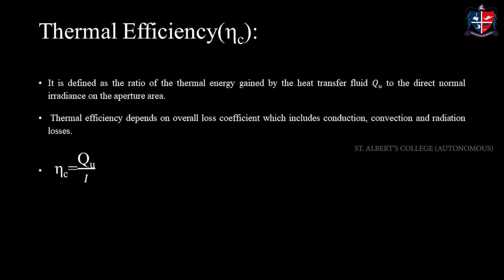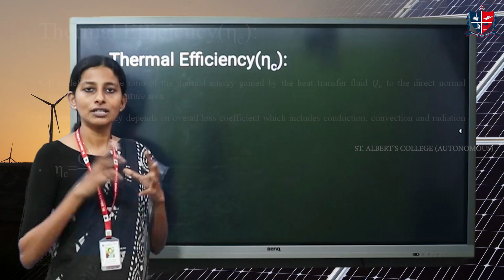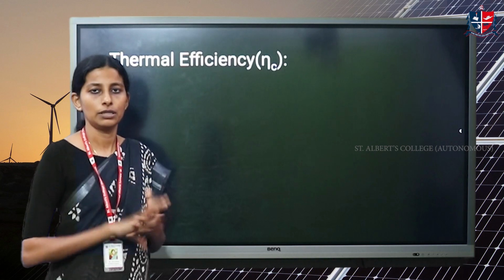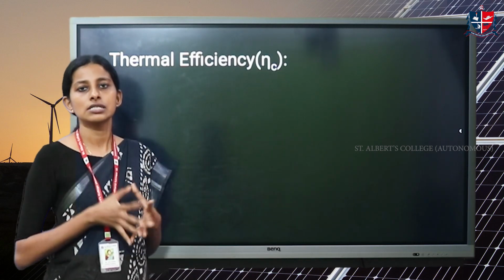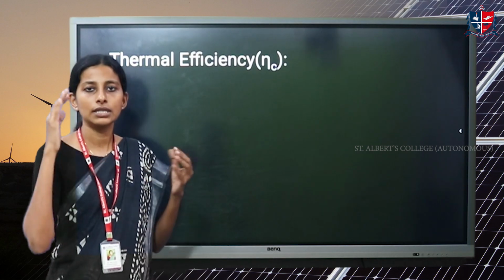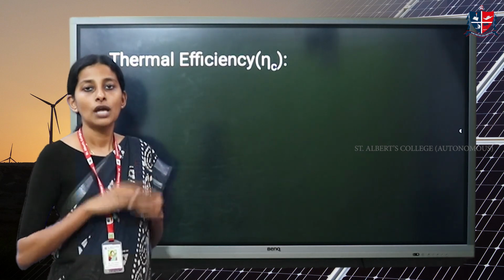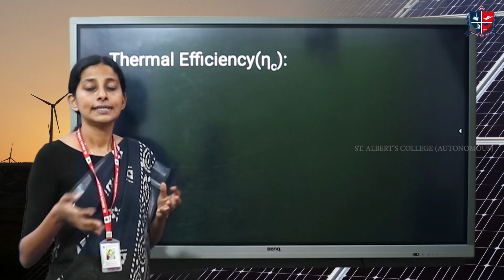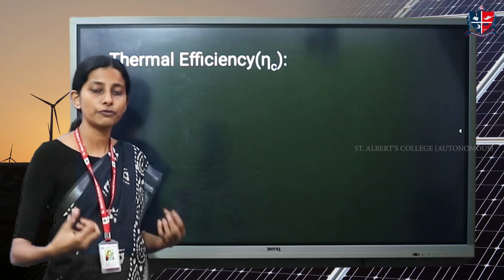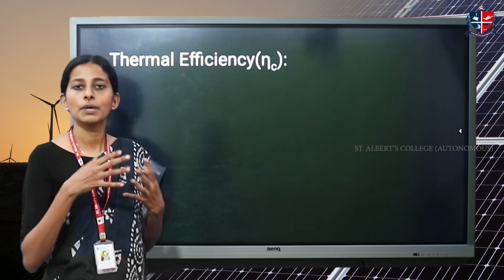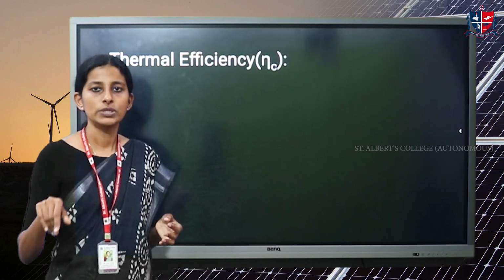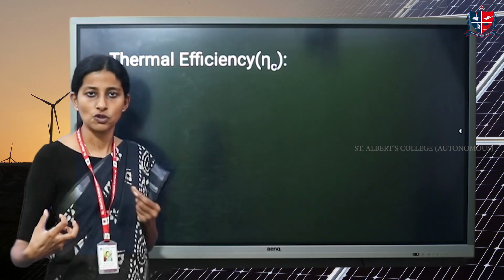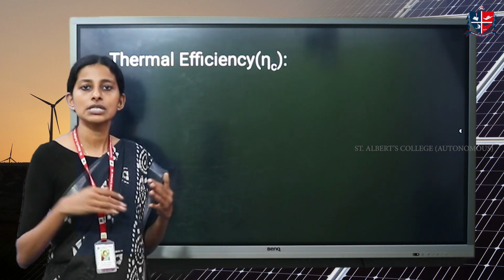Then the next term is thermal efficiency. We all know that thermal efficiency of any system is output by input, right? So here what is the input? Input is definitely the intensity, represented by I. The incident solar radiation is I. And what is the output? Output is the heat that is transported from this absorber. That is represented by Q. So efficiency, eta, is equal to Q, which is the output delivered through the absorber, divided by the input, which is the intensity I.